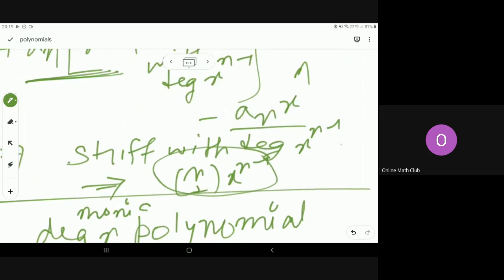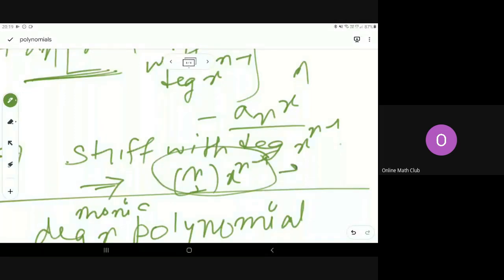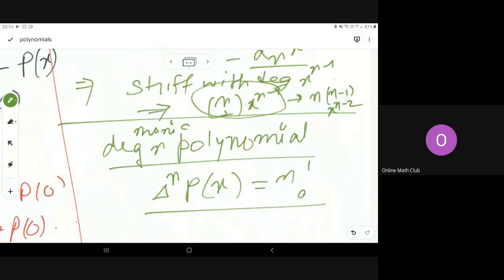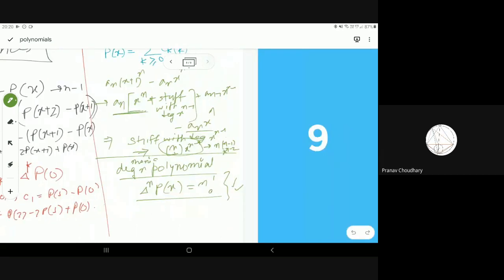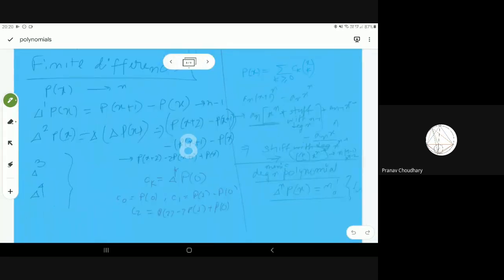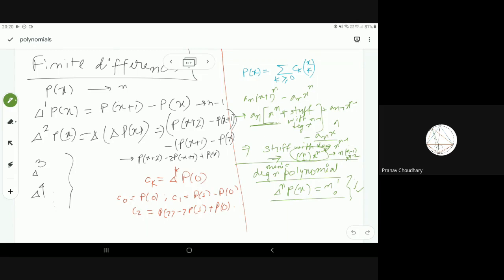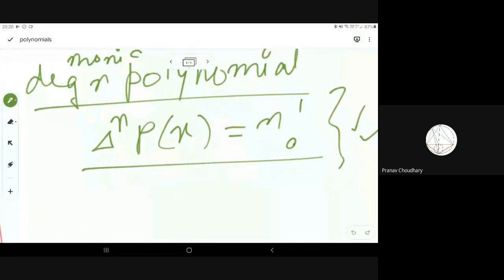So when you now take a finite difference of this, the new term is n into n minus 1 into x to the n minus 2, and so on. When you take the n times finite difference of this thing, you get this. This is just something useful to know. What is equal to n factorial? Not the degree, the value. Basically, the nth finite difference of a degree n polynomial is constant, and it's equal to n factorial.